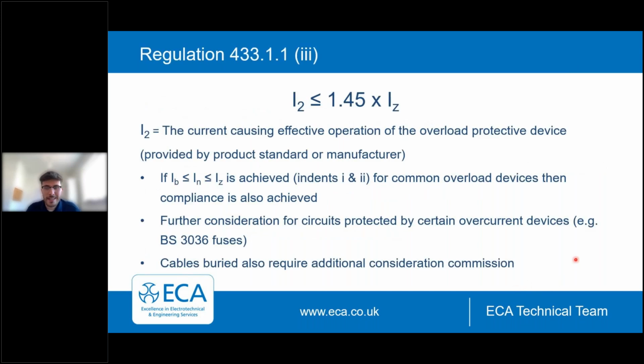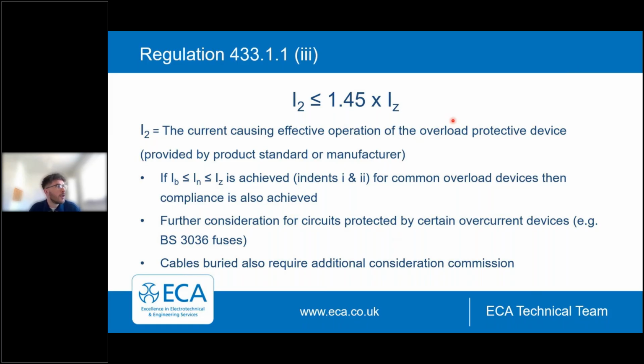As touched on, there is a third requirement to Regulation 433.1.1. Now, I'm mainly going through this requirement for information, because it is only a requirement to perform this additional calculation in certain situations, as we'll see in a minute. So I'll firstly go through the formula. Indent 3 is another wordy-ish requirement, so I've simplified it into a formula, that being I2 is less than or equal to 1.45 times IZ.